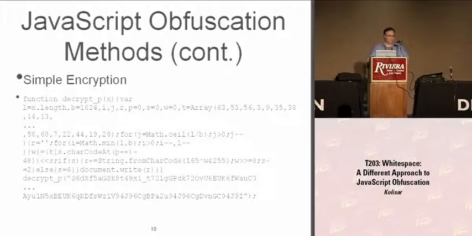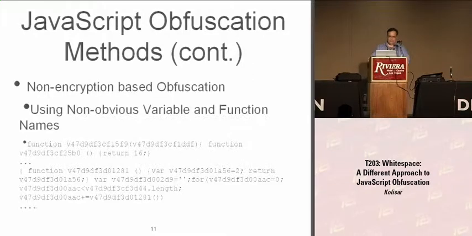Then we get into encryption. This actually has real math, well, kind of, but an actual algorithm that's involved in processing it and hiding the data. And another thing which is simple, but is more to confuse the people looking at it manually, is they'll use non-obvious variable names and functions, so the people reading it don't understand it.